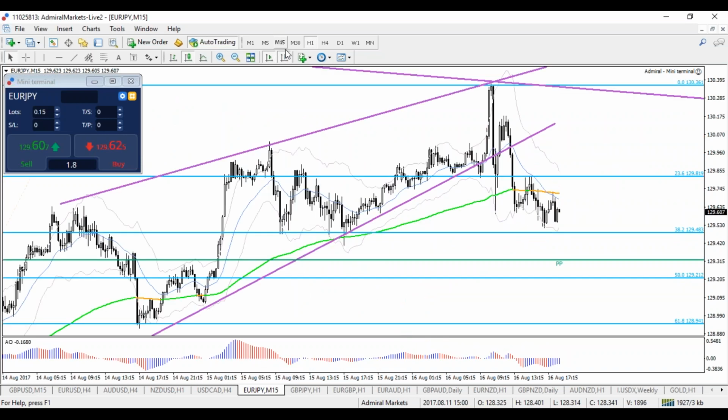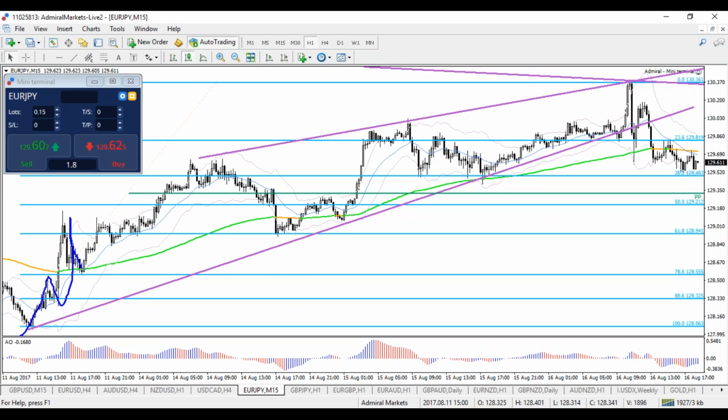So let me take a look at it again. This could be wave 1, 2, 3, 4, and this is an ending diagonal with 1, 2, 3, 4, 5 within 5. A large 5th wave, it's perhaps possible.